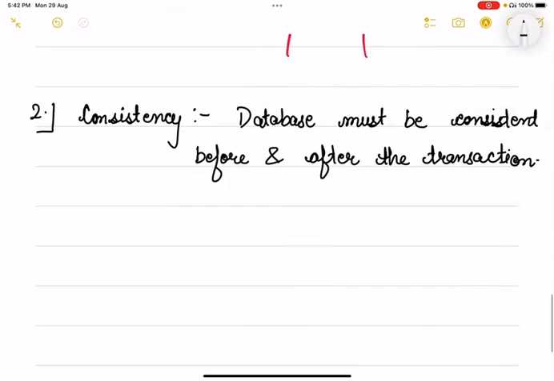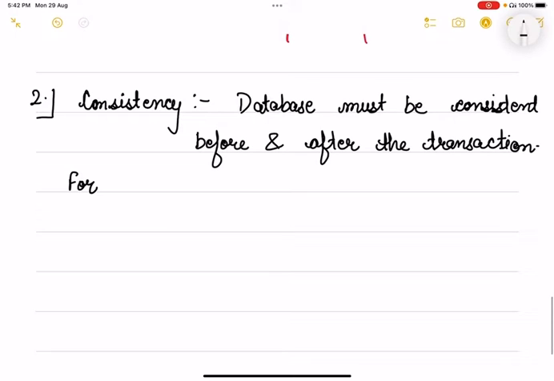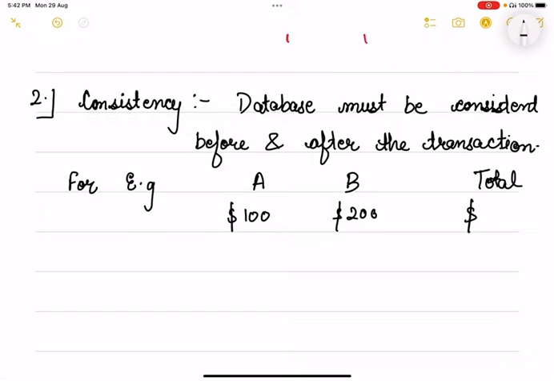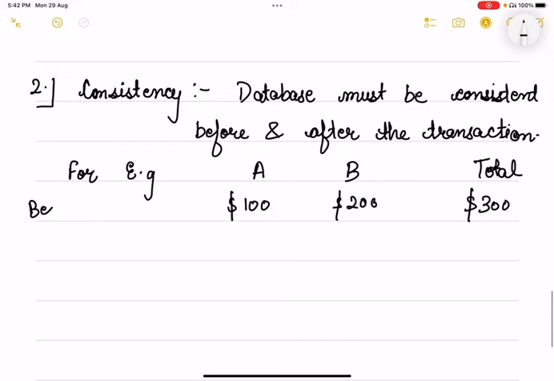Let's see an example for this. For example, we have a user A and a user B. In user A's account we have $100 and in user B's account there is $200. And what will be the total amount in both the accounts before the transaction? It will be 300, because 100 plus 200 is 300. This is before the transaction.